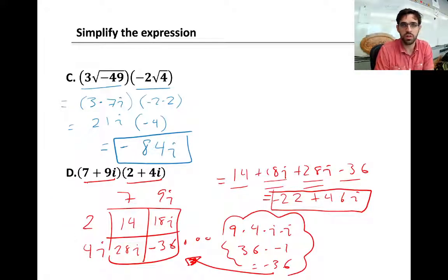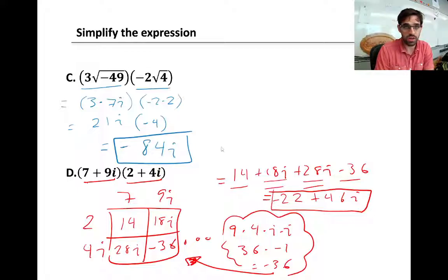Alright, so this is multiplying with radicals. First thing we're going to do before multiplying is simplify the radicals. So the square root of -49 would be 7i. Square root of 4 is 2. So really we're doing 21i times -4. Well, that's just multiplication, so no distribution. 21 times -4 is -84. So this is going to be -84i.